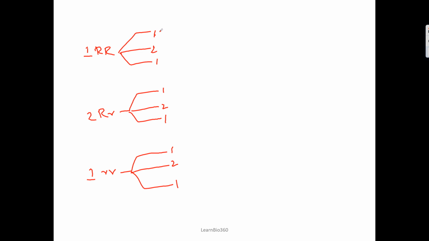Seed color, that is capital Y capital Y, capital Y small y, small y small y. Write the same thing here: capital Y capital Y, capital Y small y, and small y small y.